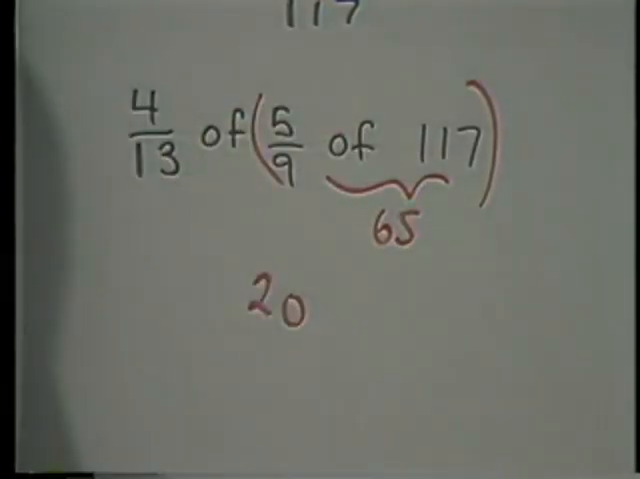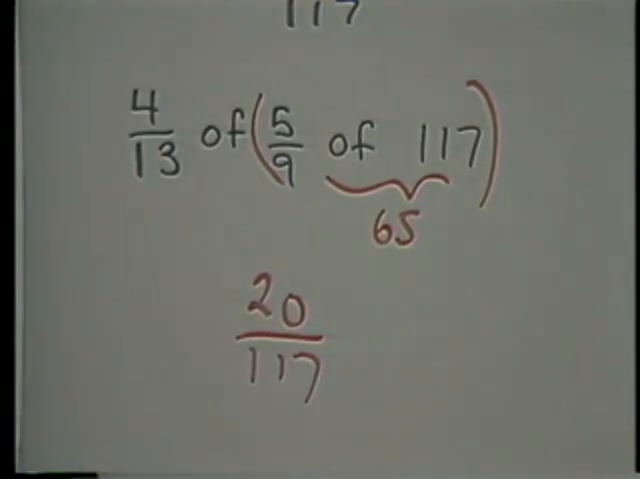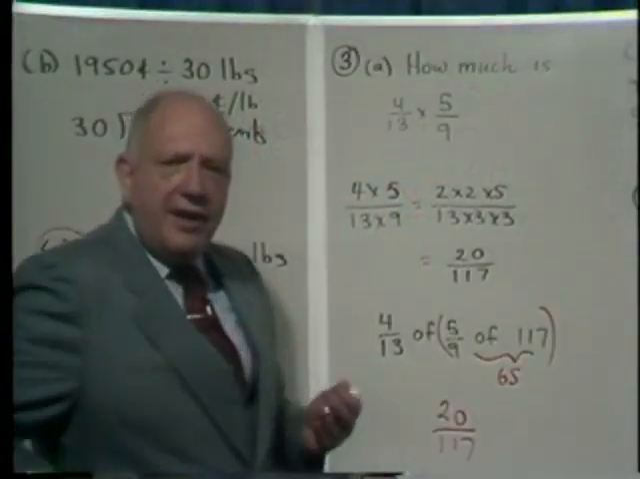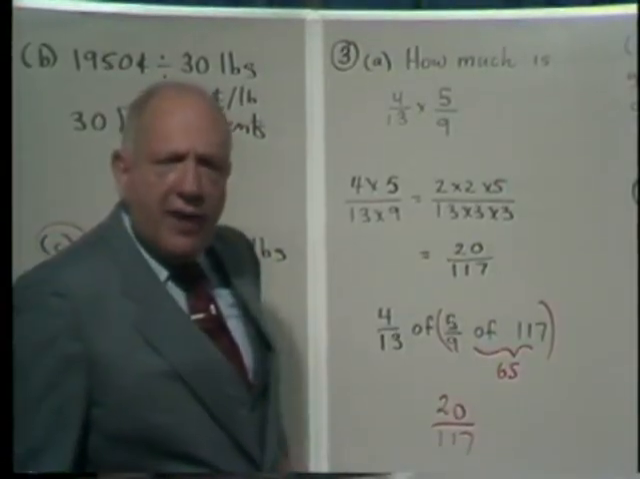Be careful, not the 65. That was after you already took a portion. What you started with was 117. And therefore, can you see now what the meaning of Part A is? Do you see what problem you've solved that way?